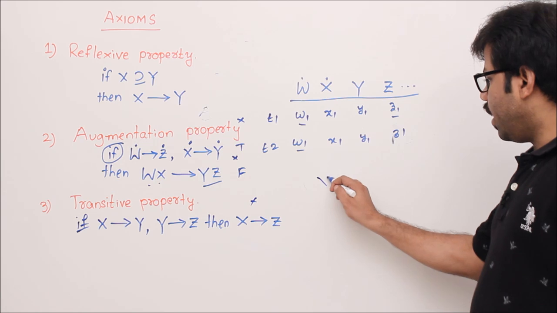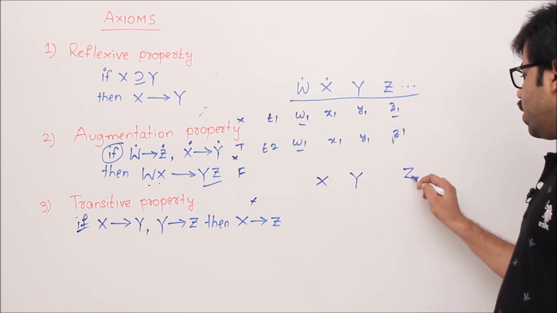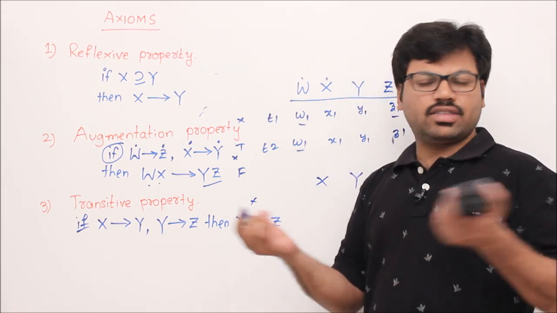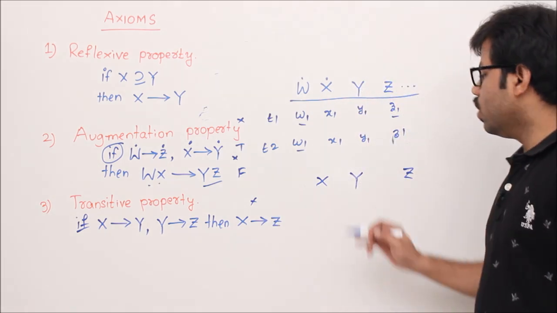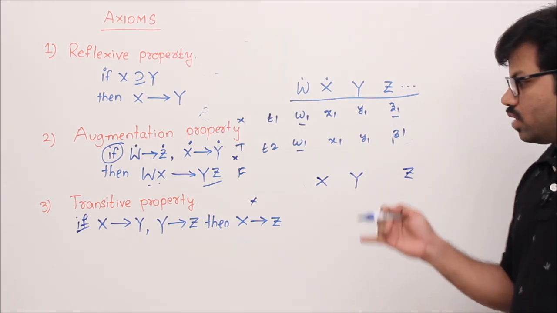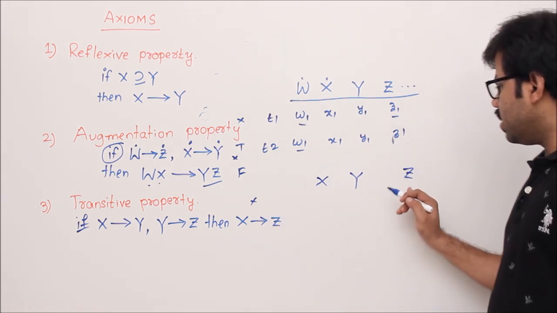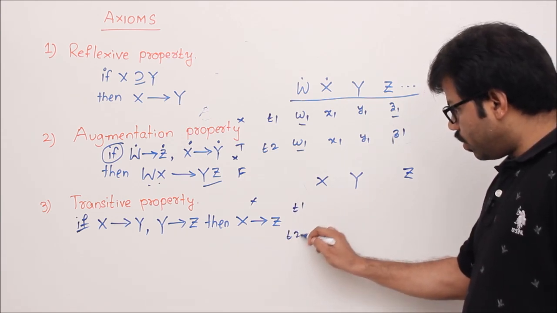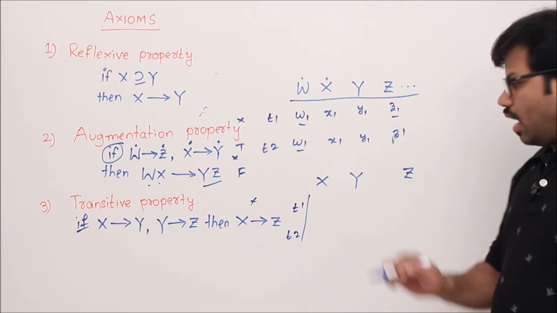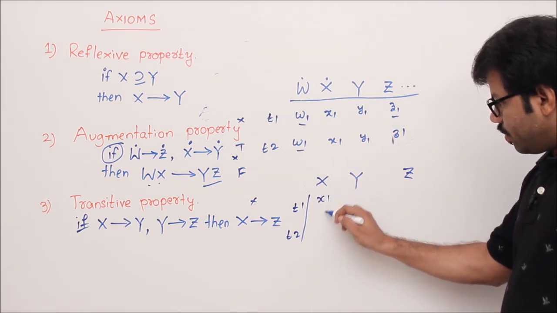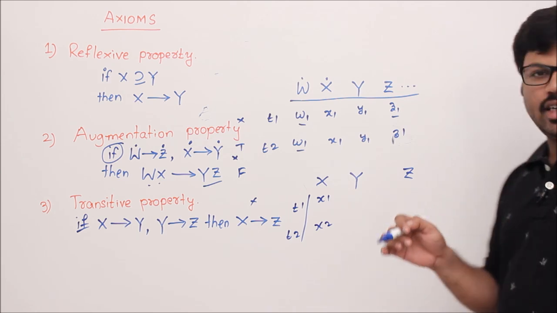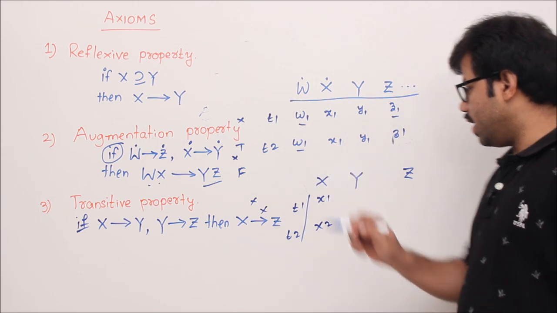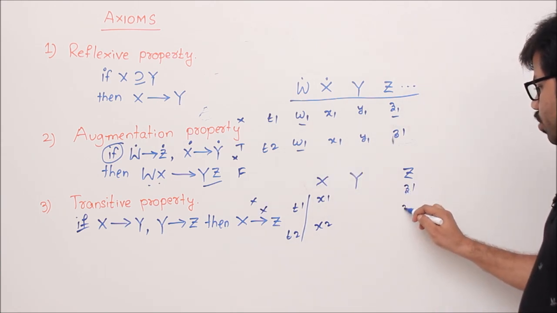Let's try. X here, Y here, Z here. For simplicity, I assume that X, Y and Z are single attributes, but you can extend it to multiple attributes also. So you want to say that X determines Z is false. For that, what should happen? In the world, you should show at least two tuples T1, T2. On those, the X value should agree, the Z value should disagree. Then only X determines Z will become false. Let's say it is false, then it should be Z1, it should be Z2.